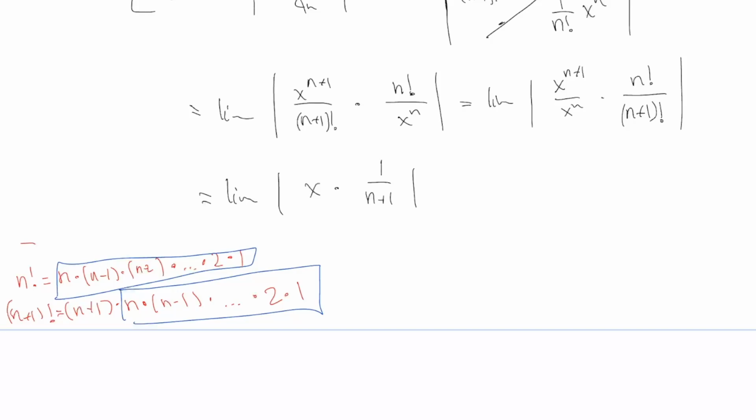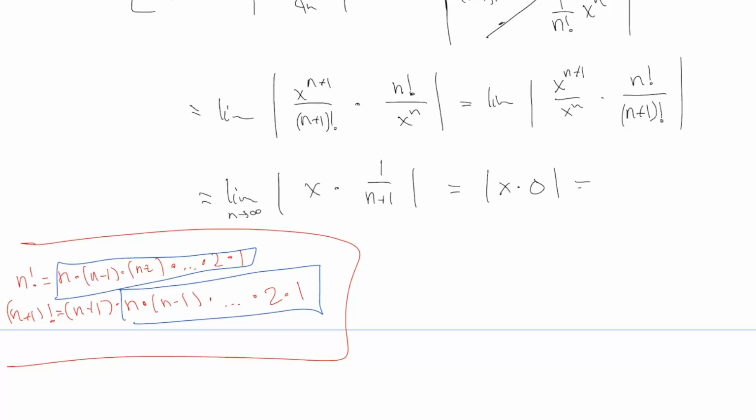This is sort of my little sidebar here. 1 over n plus 1 is just a constant in terms of, not a constant, sorry. This is the limit as n goes to infinity, remember? Something slightly weird happens here. This limit is 0, all right? Absolute value of x times that other thing, but when I take the limit as n goes to infinity, that fraction becomes 0. And this just straight up equals absolute value of x times 0. It is 0, all right?